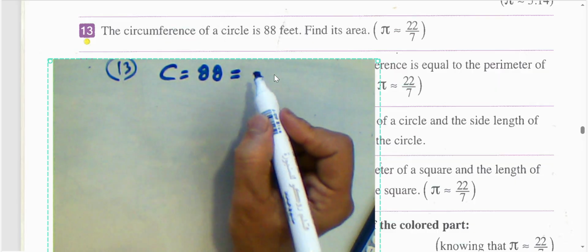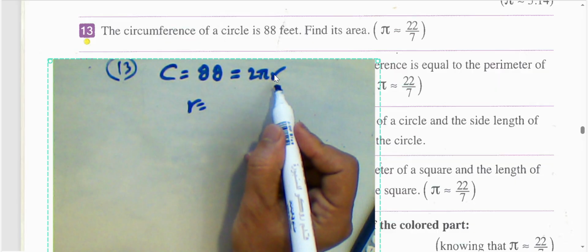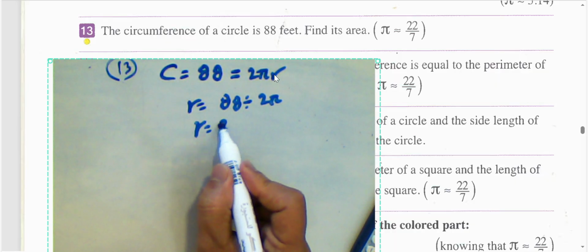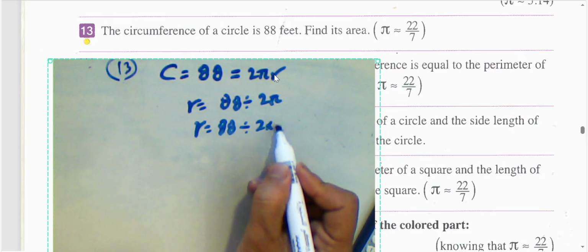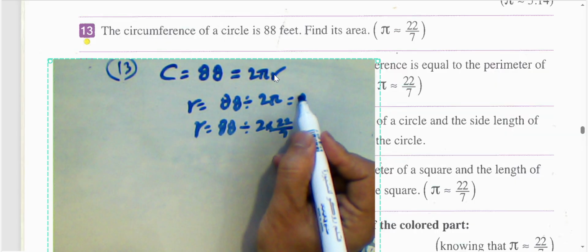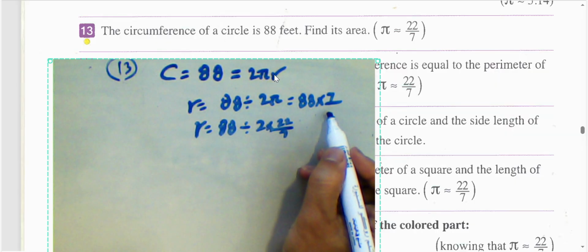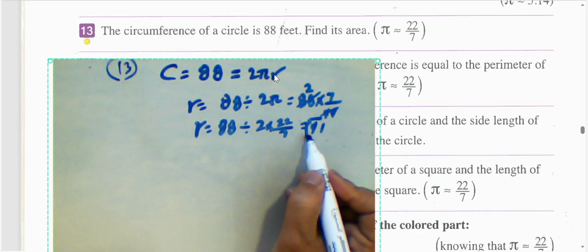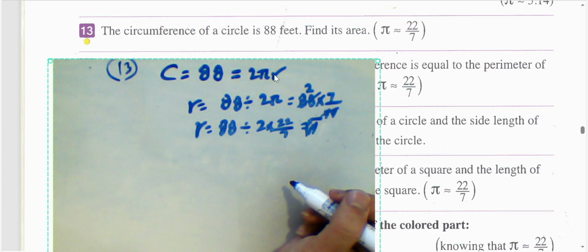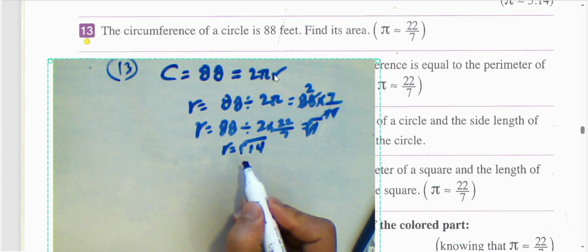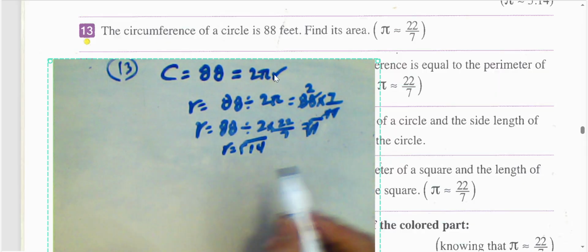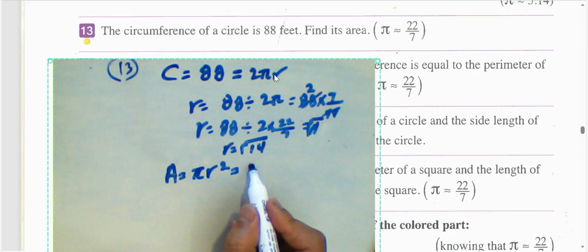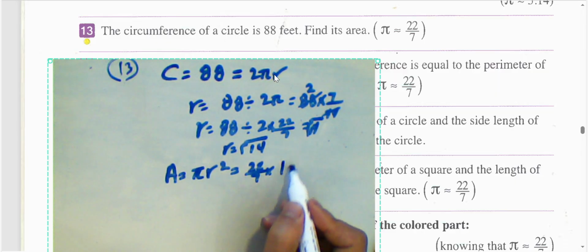We know circumference of circle equal 2 pi r. We can write the radius first by writing 88 divided by 2 pi. And the radius equal 88 divided by 2 times 22/7. You can use calculator. Okay, write 88 times reciprocal, write 7/44. 88 divided by 4 equal to 2 times 7 is 14. The radius will be 14 feet. Then we can find the area pi r power 2. Pi will be 22/7 times radius power 2, 14 power 2.